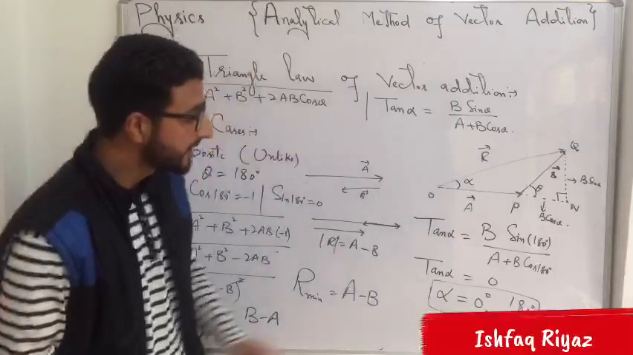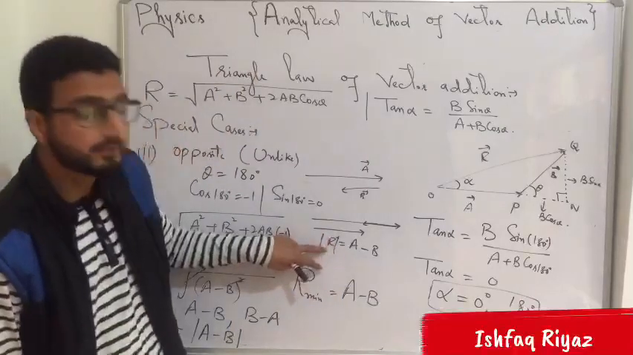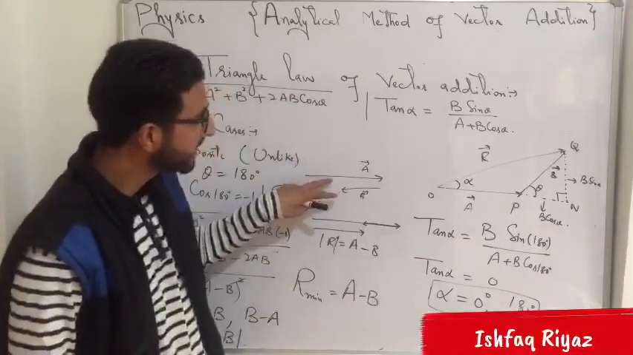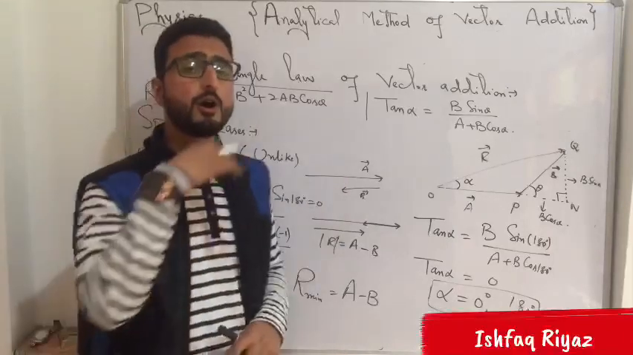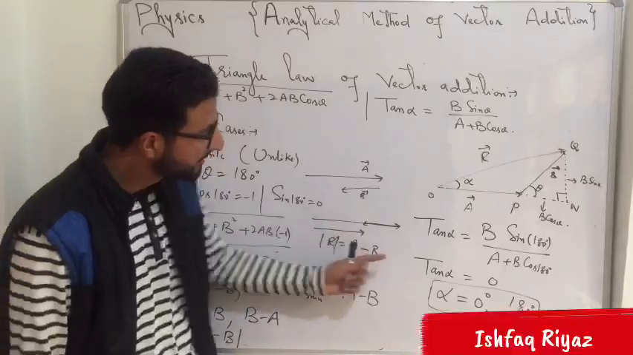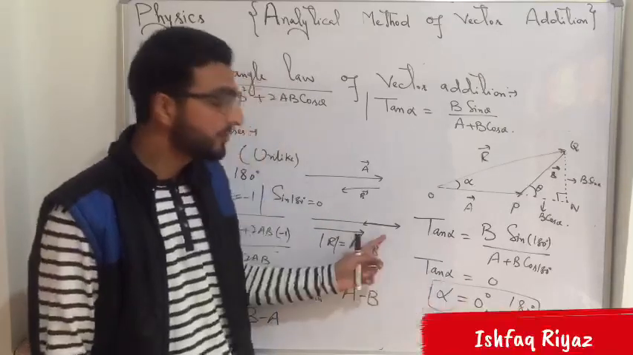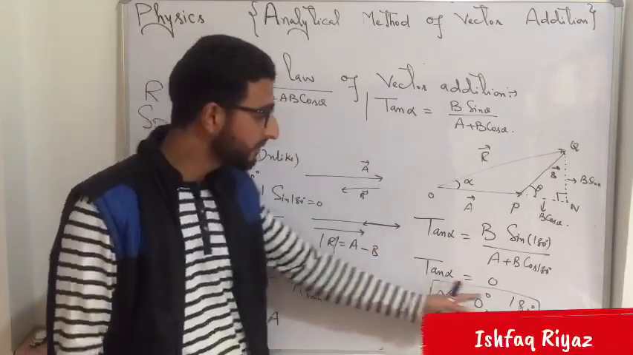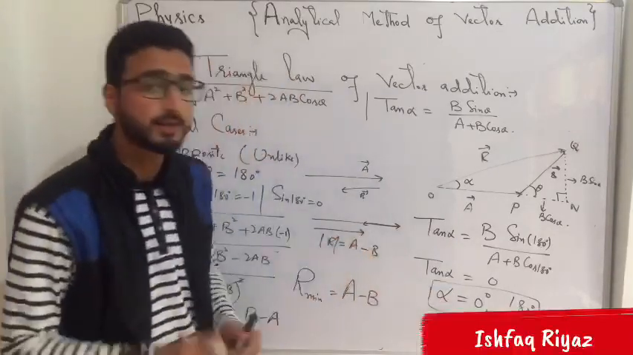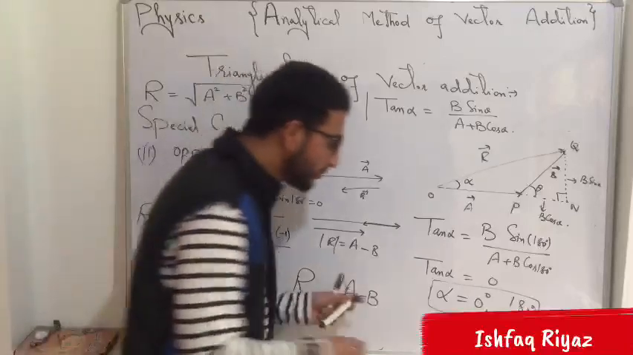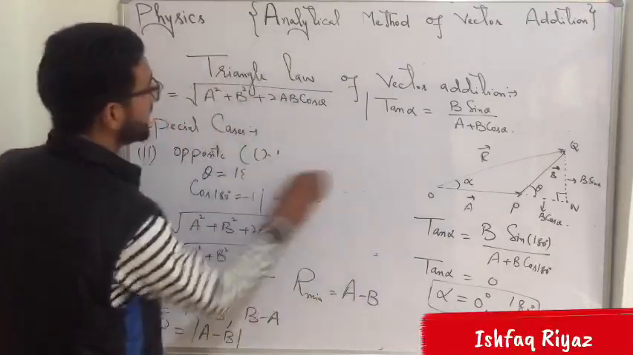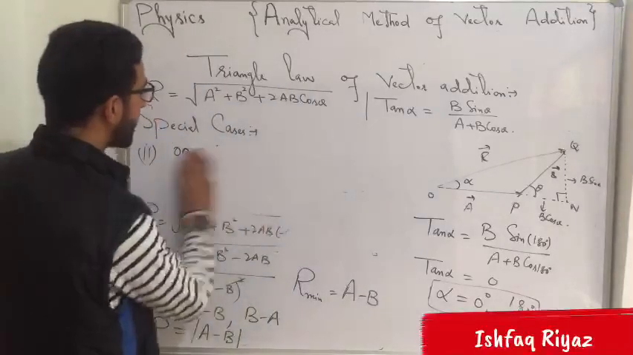Why? Because the direction of the resultant vector R is along the direction of the greater vector, bigger vector, or larger vector. In this very case, it is along the direction of A, so alpha will be equal to 0. If B is greater than A, then it will be equal to 180 degree, along the direction of the bigger vector. In that very case, it is vector B. Right? So these were the two cases, rather special cases, regarding this analytical method of vector addition.